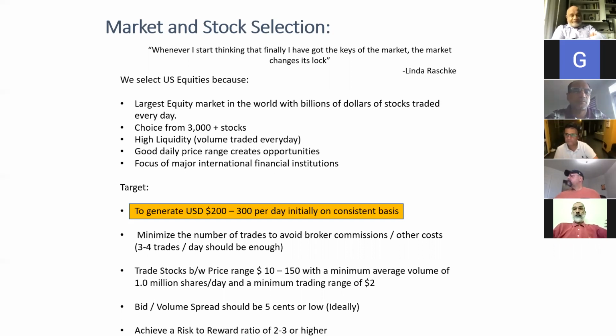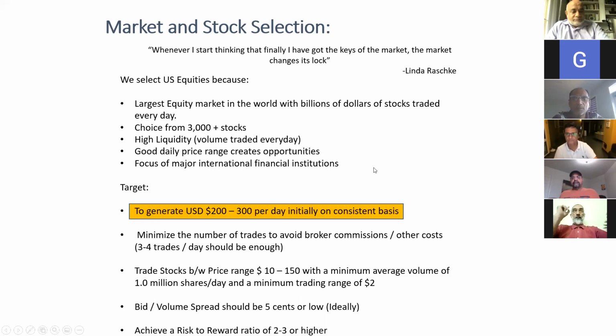Because if there is a stock, just like FedEx or maybe some other stock, normally they don't move much, but they have high trading volume. If they don't move much and don't create a trading range during a given day, then the opportunities for people like day traders are not really there. And the US markets are also focused on major international financial institutions.